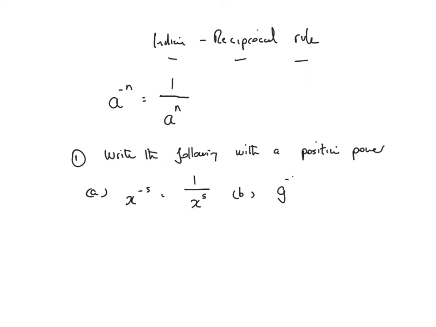Example B, g to the minus 3. Well, a to the minus n is 1 over a to the n. x to the minus 5 is 1 over x to the 5. It follows then that g to the minus 3 would be 1 over g cubed. Example C, t to the minus 1/3. That would be 1 over t to the positive 1/3. So you basically get the power. It's negative, it becomes positive, and 1 up top.